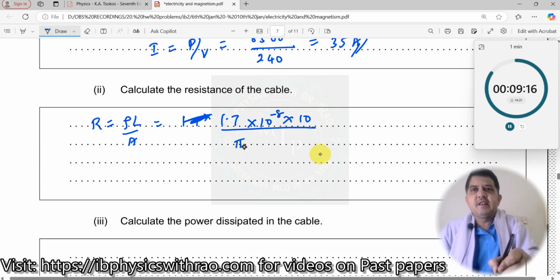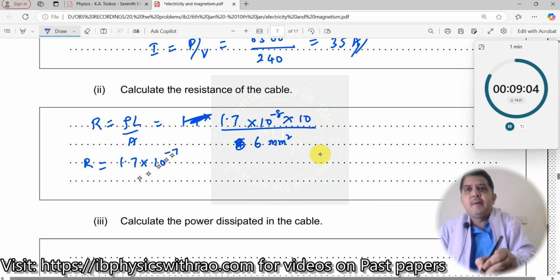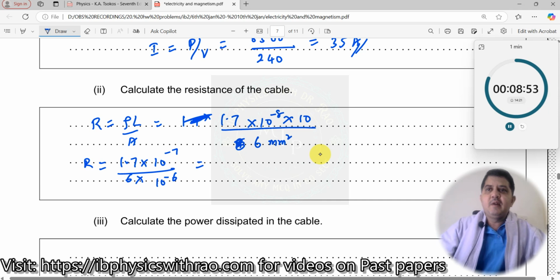What we do is, let us just write 6 millimeter square. Let me convert this. So this should now be equal to 1.7 into 10 to the power of minus 8 into 10, divided by 6 multiplied by millimeter square, which is 10 power minus 3 whole square, which should be 10 power minus 6. Thus, this will now be 1.7 by 6.